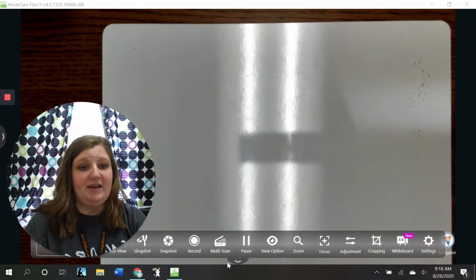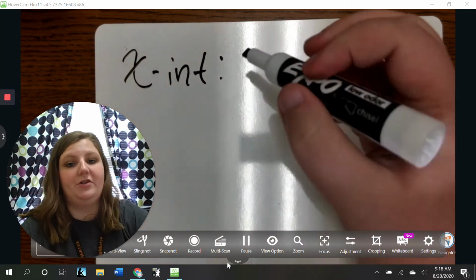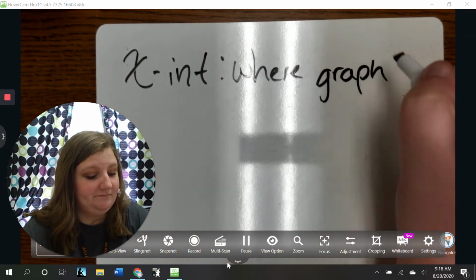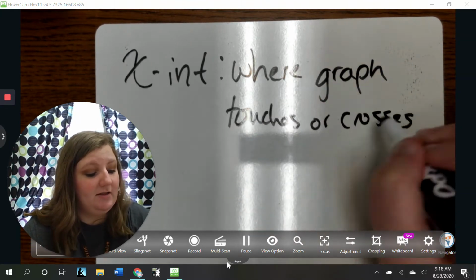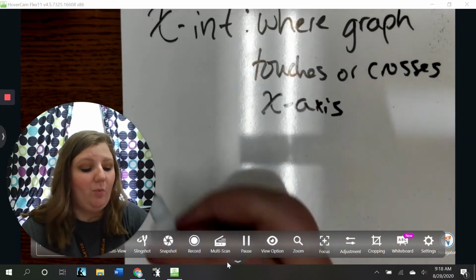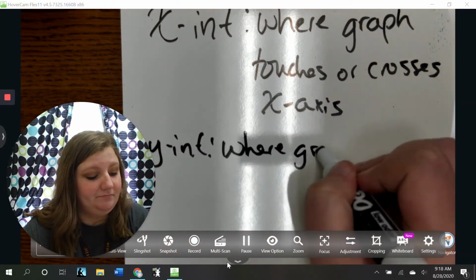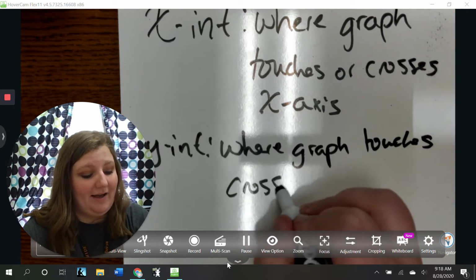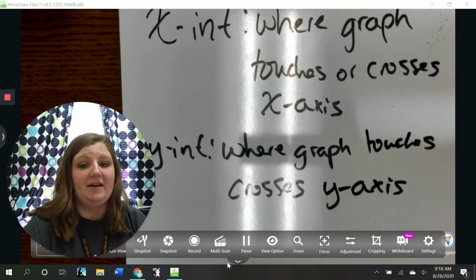Right, next we looked at x and y intercepts. So we said the x-intercept is where the graph touches or crosses the x-axis. And then the opposite would, of course, be our y-intercept. So our y-intercept is where the graph touches or crosses the y-axis. Okay, so those are x and y intercepts.